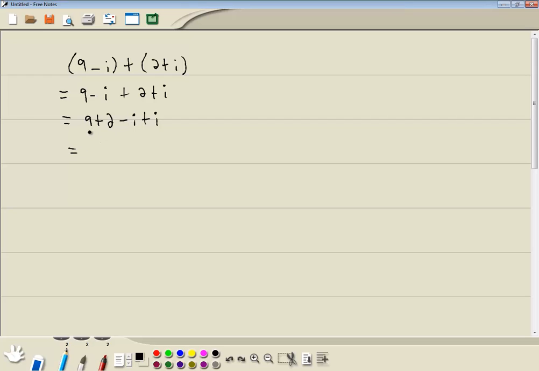Well, and then we add together the real parts. 9 plus 2 is 11. And we add together the imaginary parts. Negative i plus i cancels. So our answer is just 11.